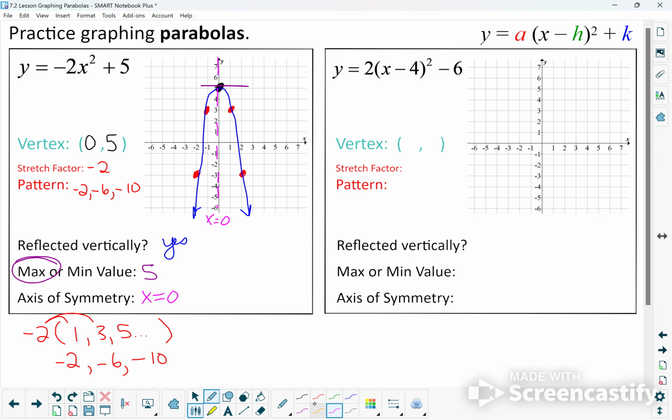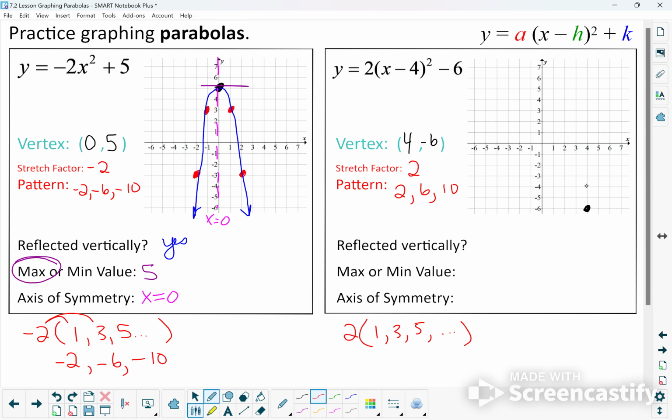Okay, last graph. Our function is y equals 2 multiplied by (x minus 4) squared, and then subtract 6. So our vertex is at (4, -6). That's way down here. The stretch factor is 2. So we need to take that 1, 3, 5 pattern, and we need to double it all. So our pattern is going to be 2, 6, and 10 if we could fit it.